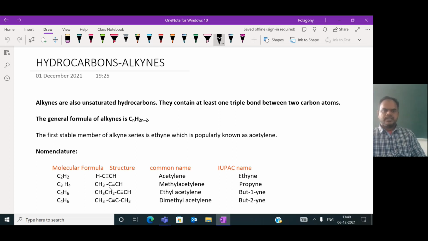So CH3C triple bond CH is commonly called methyl acetylene, and its IUPAC name is propyne. C4H6, CH3CH2C triple bond CH, is ethyl acetylene, which is called butyne, and C4H6 can also be written as CH3C triple bond CCH3, dimethyl acetylene as a common name, and its IUPAC name is butyne. So but means 4 carbons, prop means 3 carbons, eth means 2 carbons.